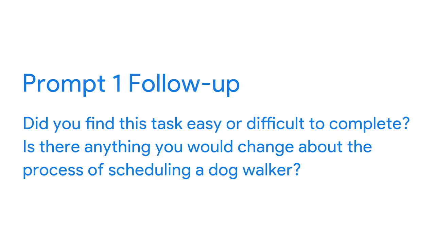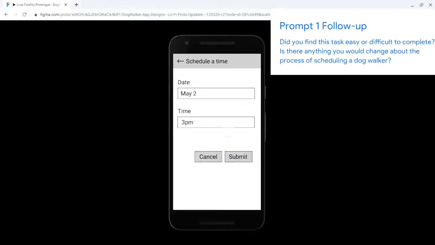Prompt 1 follow-up. Did you find this task easy or difficult to complete? Is there anything you would change about the process of scheduling a dog walker? Yeah, like I was saying, I think there needs to be a way to do a recurring booking. Almost everyone I know with a dog doesn't schedule individual appointments like this. It would also take a long time to have to re-enter your information every time you want to book a dog walker.